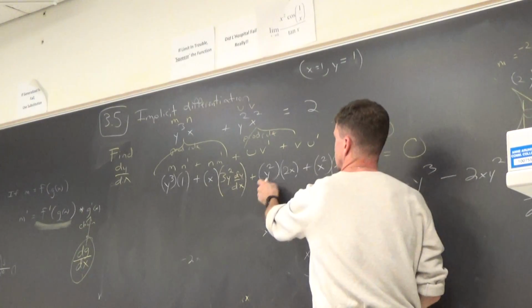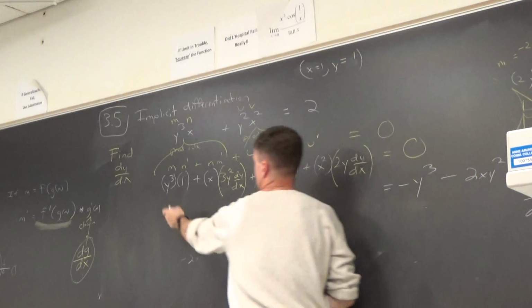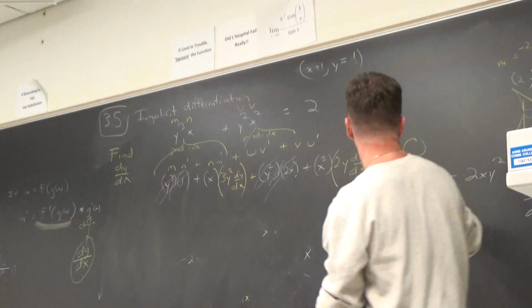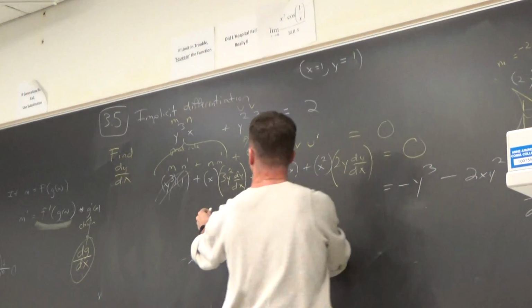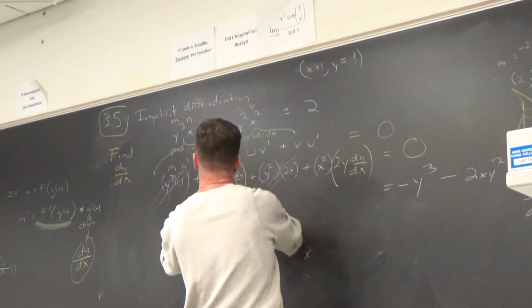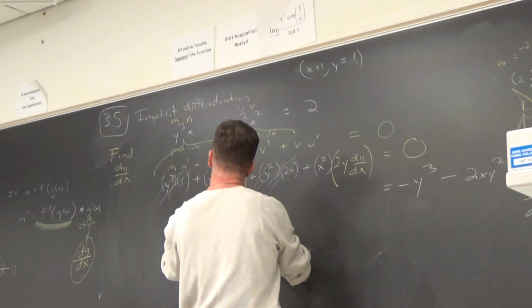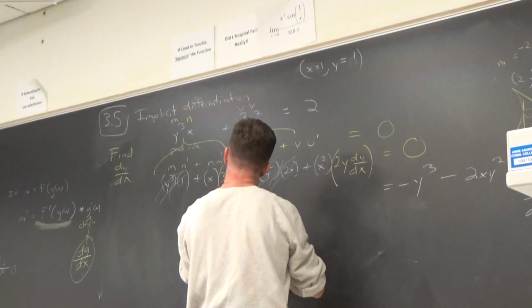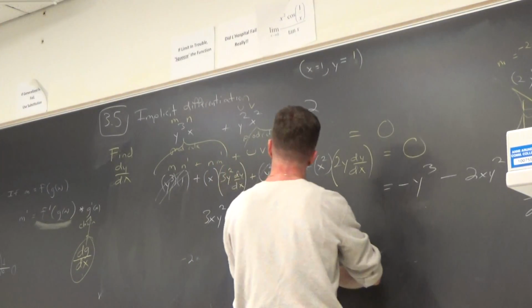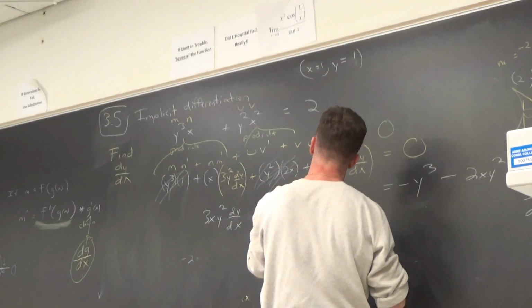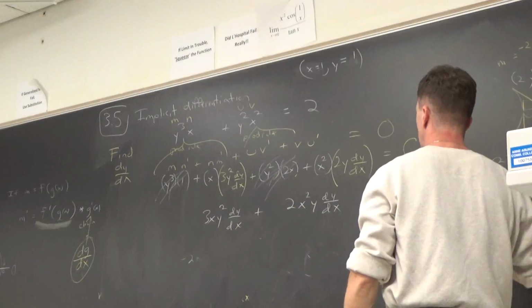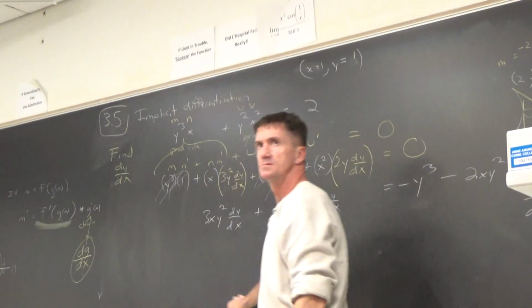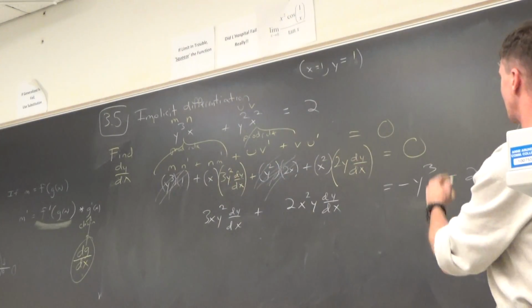So here, let's get these off here. We subtract everything, there it is. Let me write everything that's left over here. What do you have now? I like to clean this up a little bit. Look what you have: you've got a 3xy squared dy dx plus a 2x squared y dy dx, equal to that.